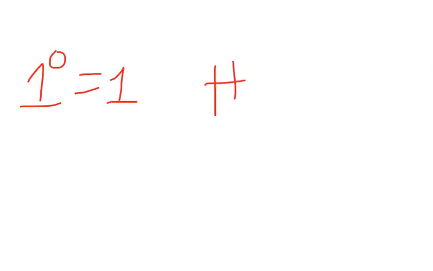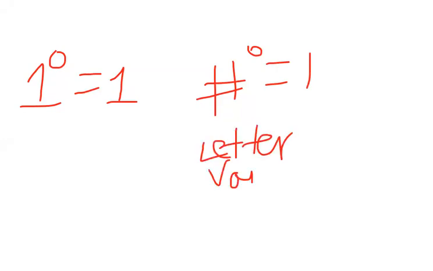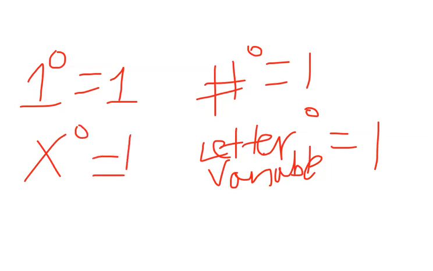Any number to the 0 is 1, and any letter, like a variable, to the 0 is also 1. So like x to the 0, you don't know what x is, but you know this is 1. That raises the question, because 0 is always interesting, of 0 to the 0. It turns out it's 1 as well, not some weird number, like the special things with 0, like 0 factorial is 1, and stuff like that.